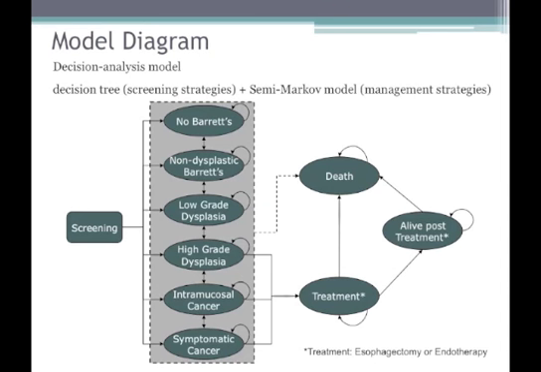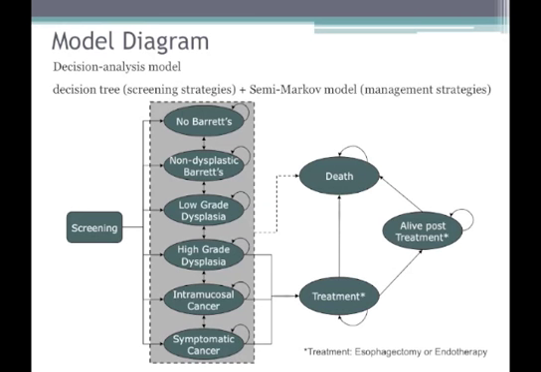A Semi-Markov model was necessary due to surveillance. The diagram is a simplified version representing the states of our model. The patient is invited to screen, and according to the accuracy of the test and prevalence of the disease, is classified in one of the health states in the gray area. If the patient has non-dysplastic Barrett's or low-grade dysplasia, he'll go under surveillance. If the patient has high-grade dysplasia or intramucosal cancer, then he'll be treated by either endotherapy or esophagectomy.